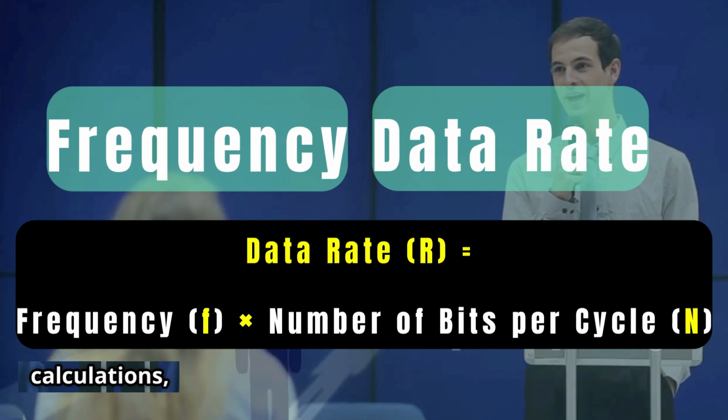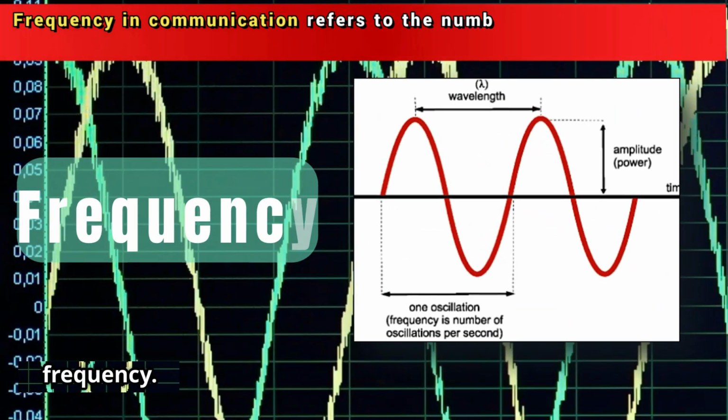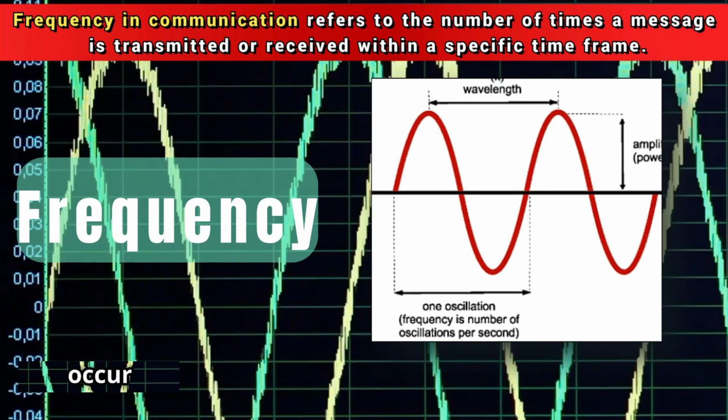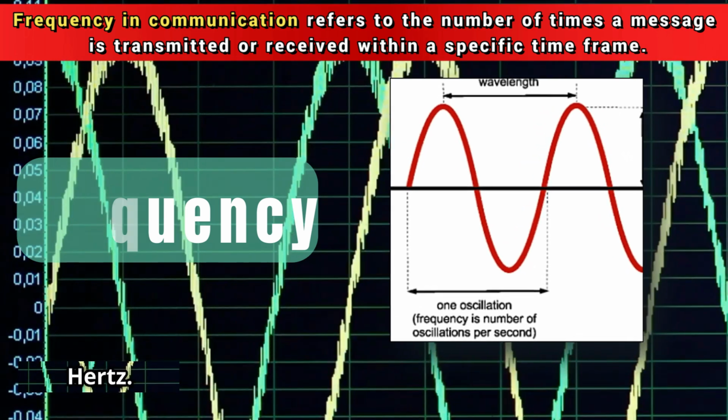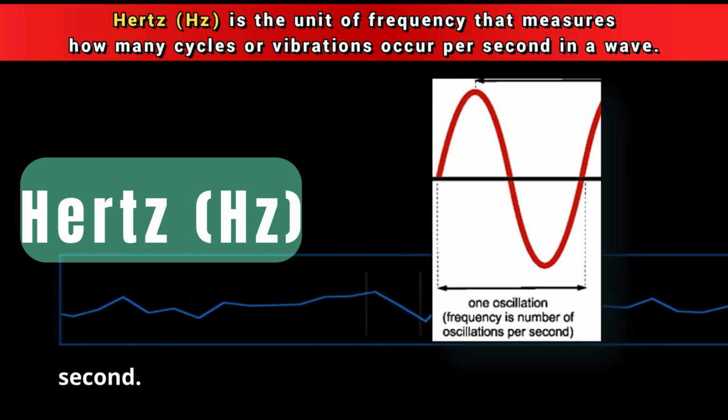Before we get into the calculations, let's define the key terms. First, frequency. This is the number of wave cycles that occur in 1 second, measured in hertz. For example, a frequency of 1 hertz means 1 wave cycle per second.